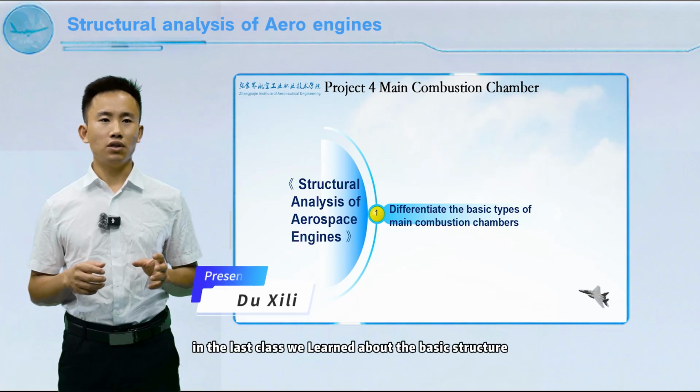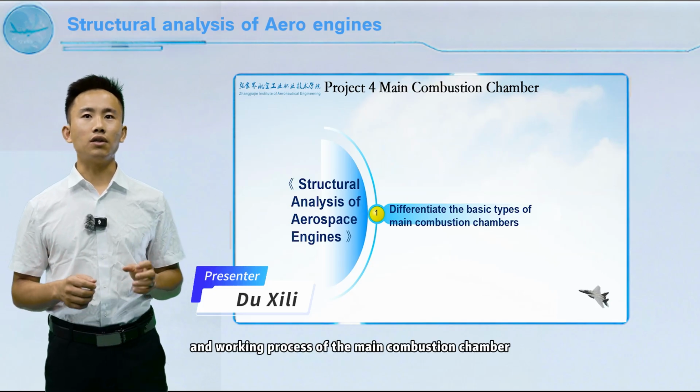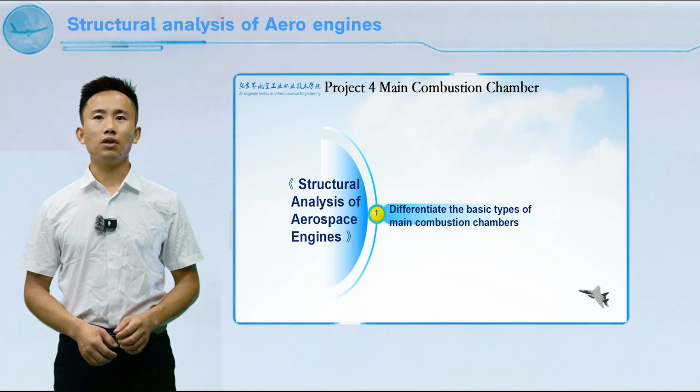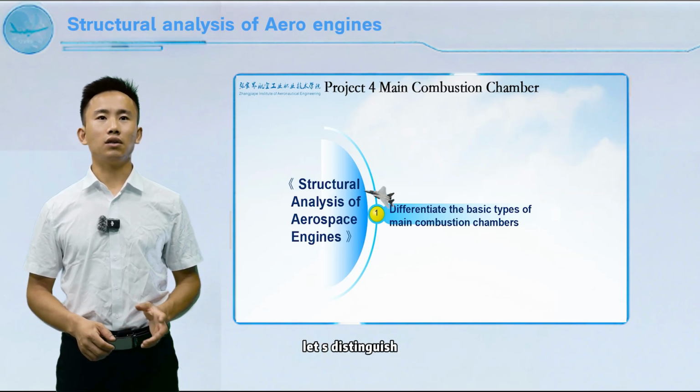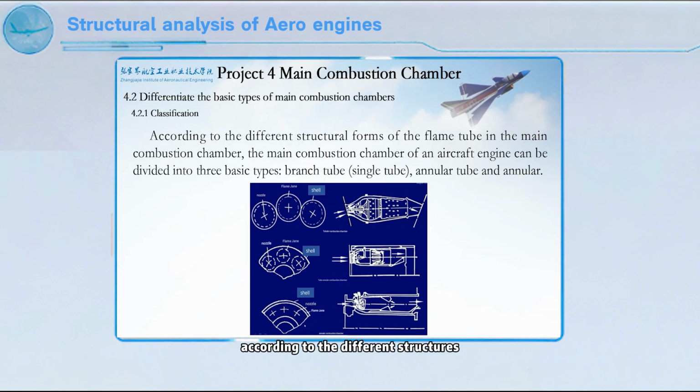Hello students, in the last class we learned about the basic structure and working process of the main combustion chamber. In this class, let us distinguish the basic types of the main combustion chamber. According to the different structures of the flame tubes, the main combustion chambers of aircraft engines can be divided into three basic types: single tube, annular tube, and annular.